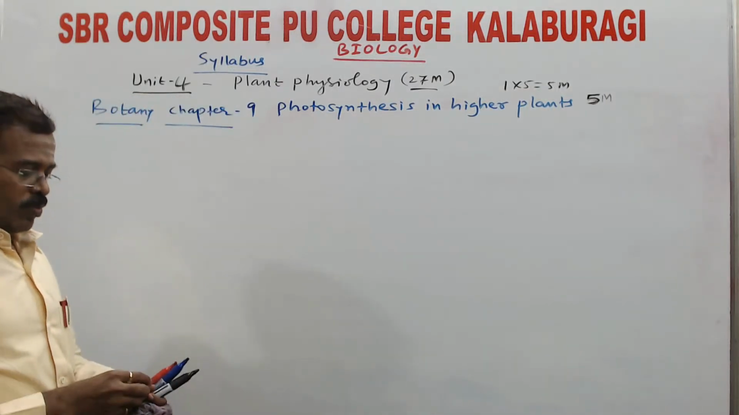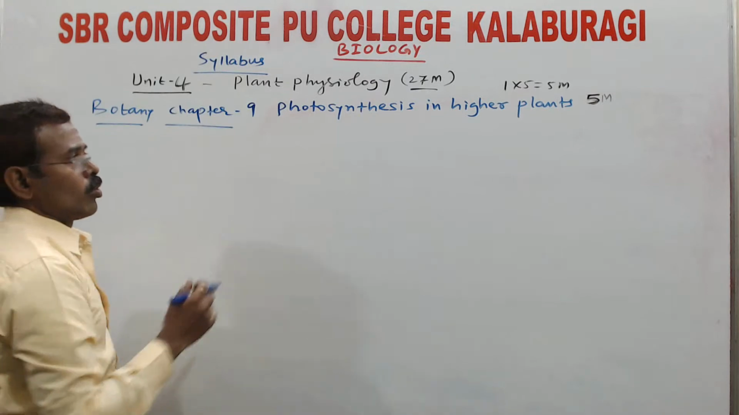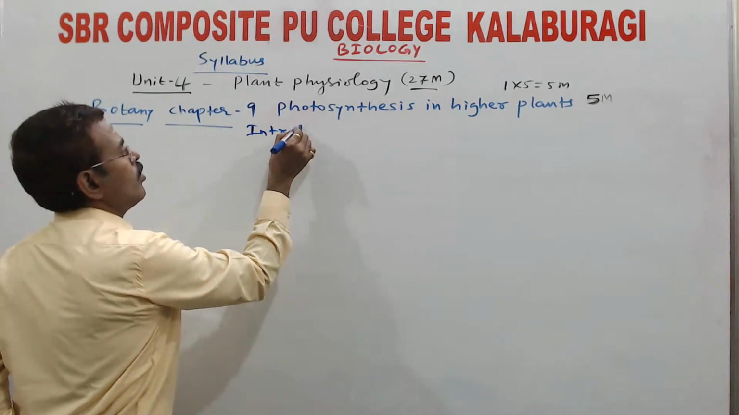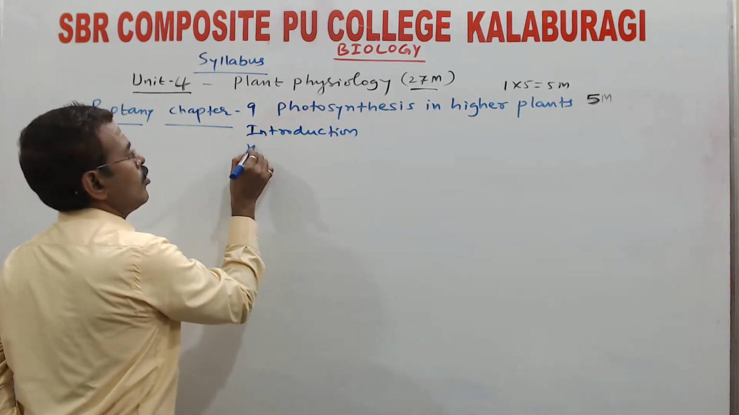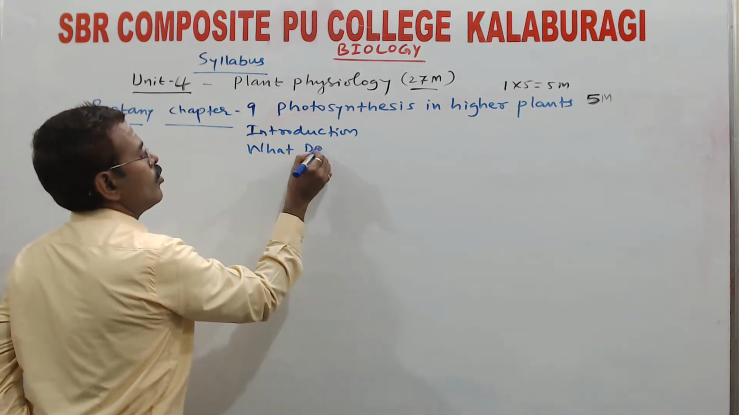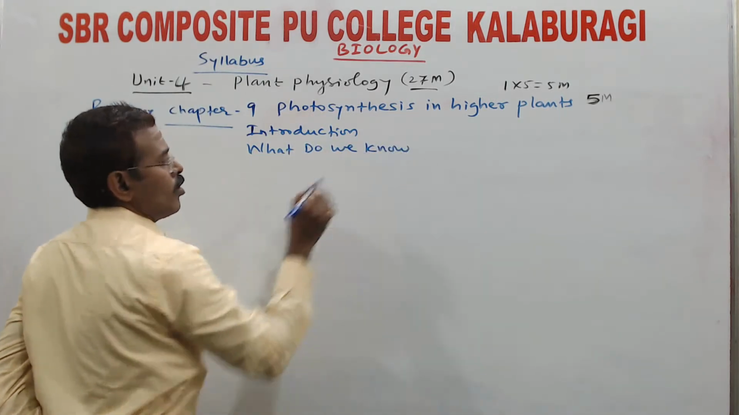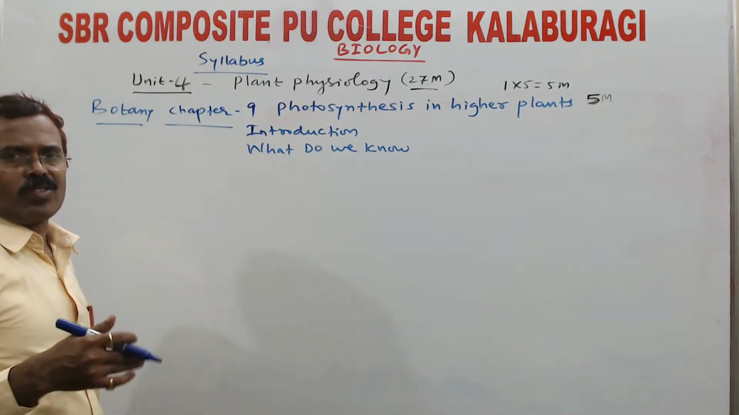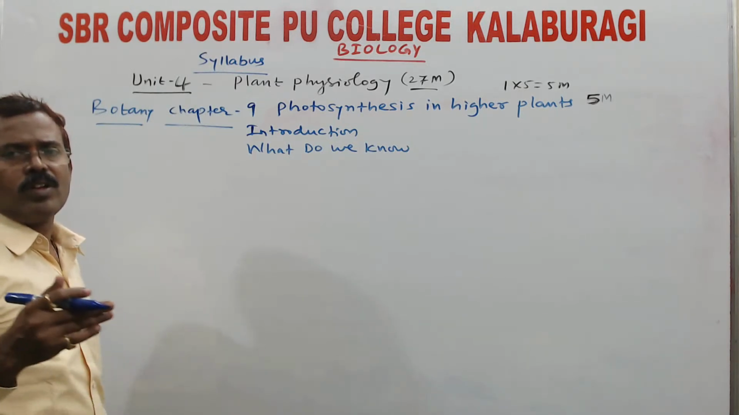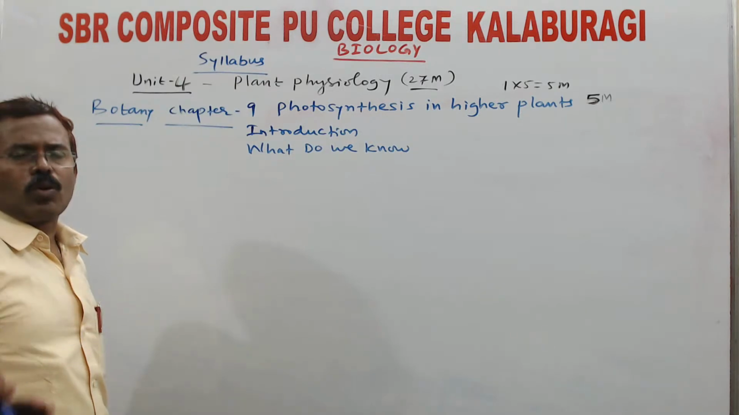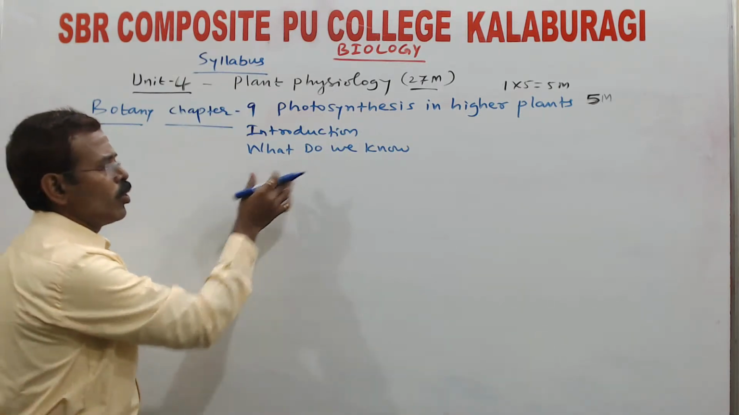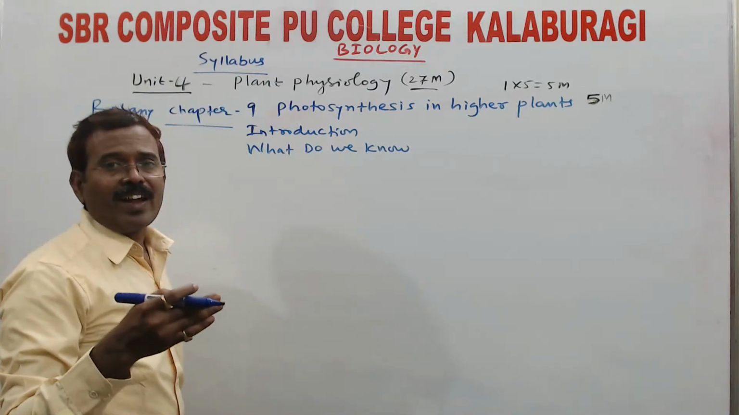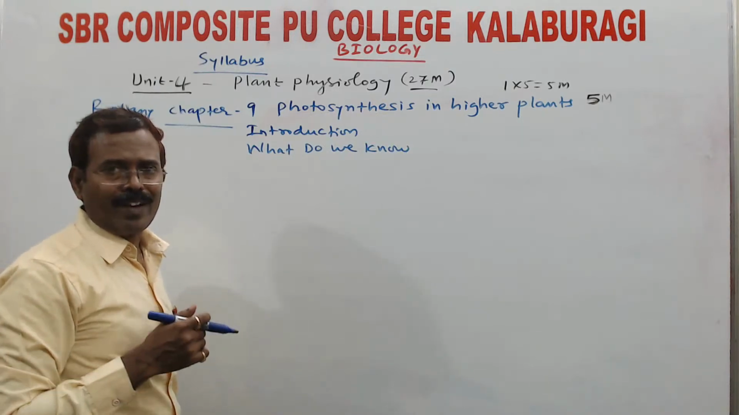Various concepts we are going to learn in this chapter. Photosynthesis in higher plants. Introduction. What do we know? Some experiments with respect to photosynthesis. Carbon dioxide is necessary for photosynthesis. Then light is essential for photosynthesis. Chlorophyll is essential for photosynthesis. So what do we know about this? Then the historical background. What research work has been done in photosynthesis since more than 100 years.